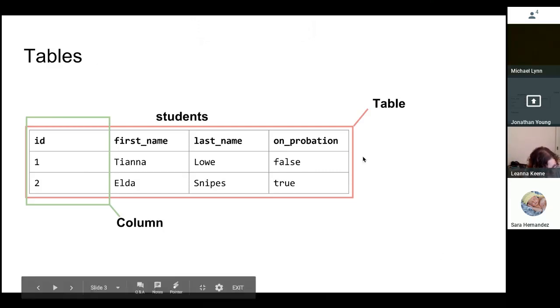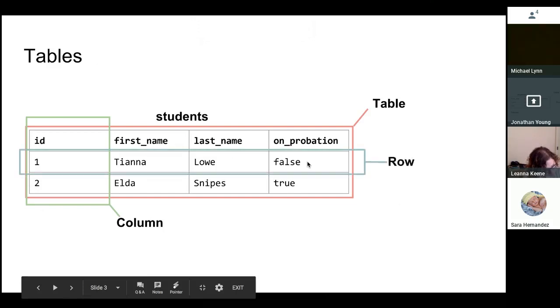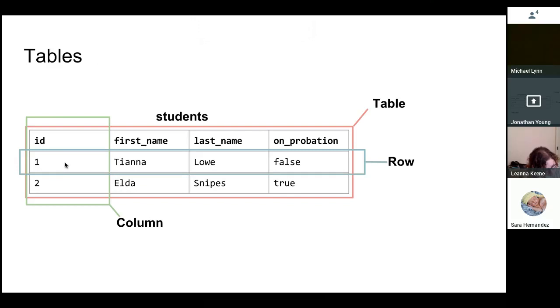So again, the table is this whole thing. It consists of columns going up vertically. It also consists of rows. And you can kind of think of rows as just entries inside of the database.